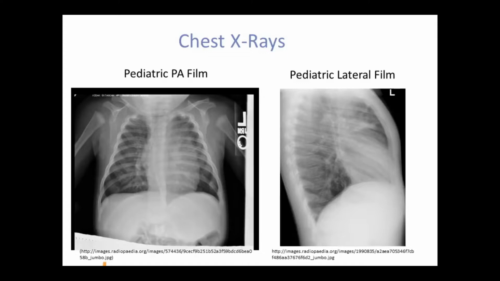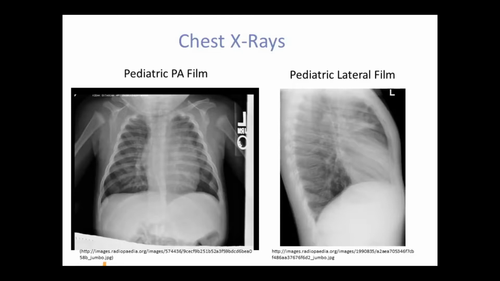The most commonly ordered pediatric X-ray is the posterior anterior film. A posterior anterior or PA film is preferable to an anterior posterior film, as the latter may result in a magnified heart shadow. AP films are reserved for situations where the patient is too unstable to move and a portable machine, which can only produce AP films, is required.